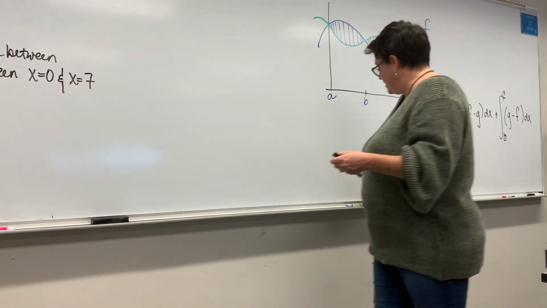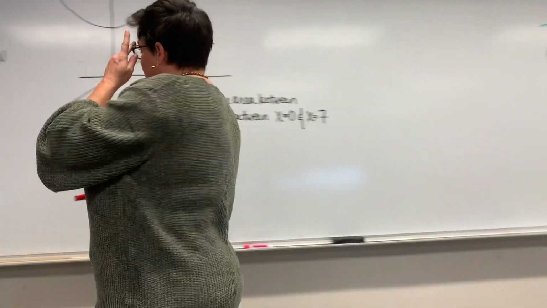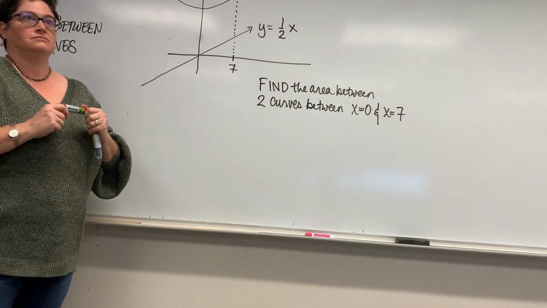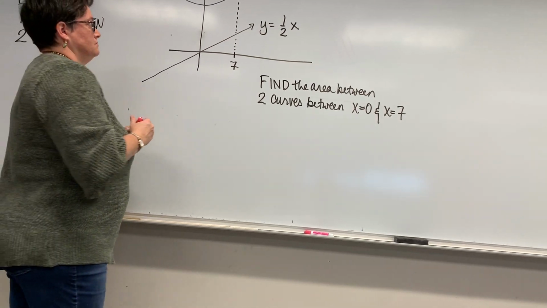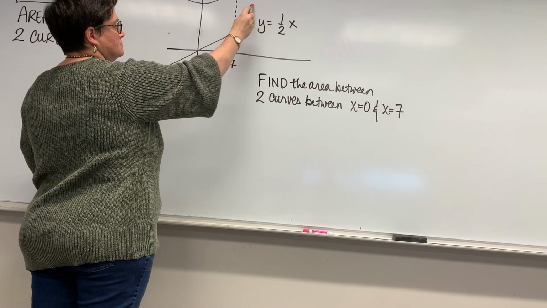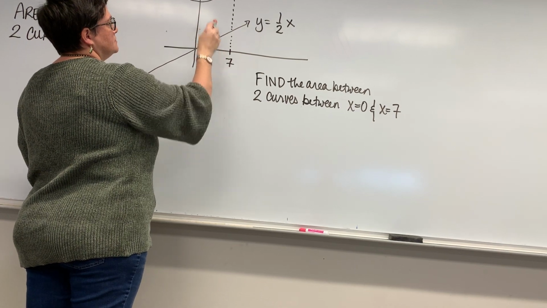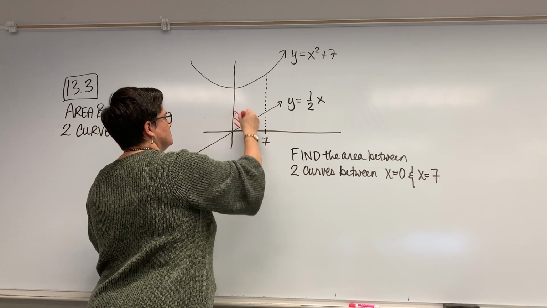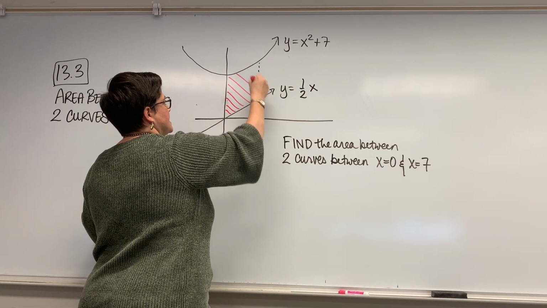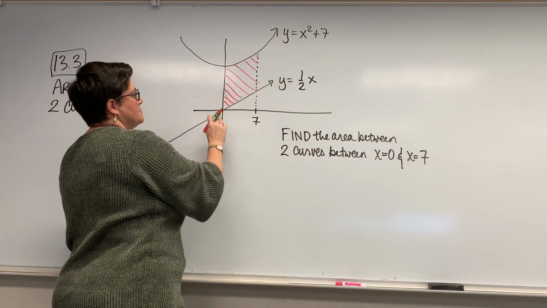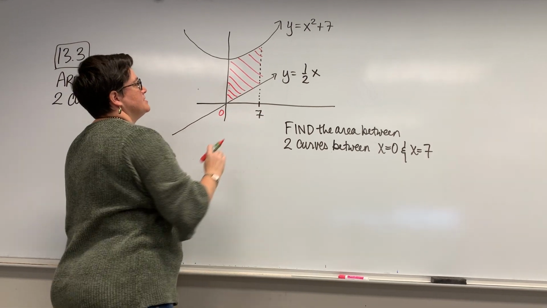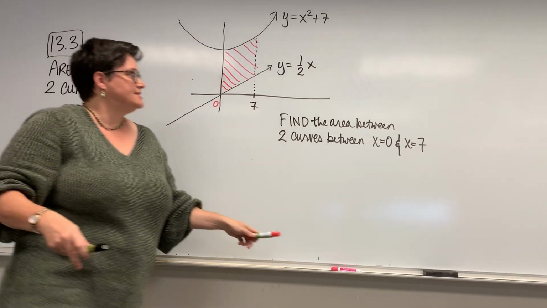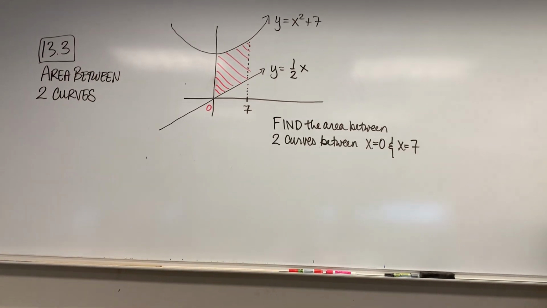For this one, what's the region I need to shade? The top one, inside. That's between the two curves and between x equals 0 and x equals 7. Is everyone okay with that? All right, so how do I set this integral up? What does that look like?